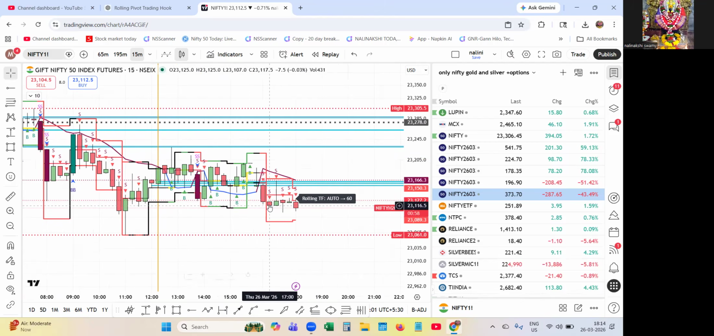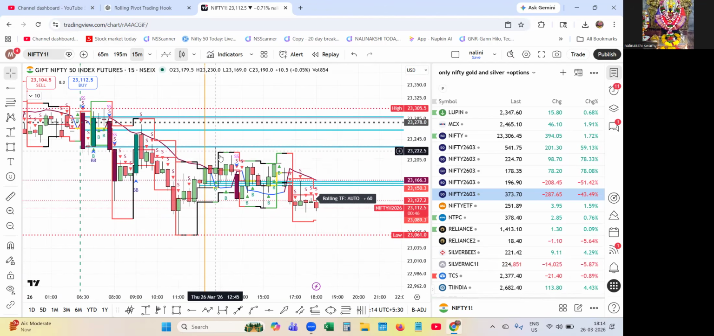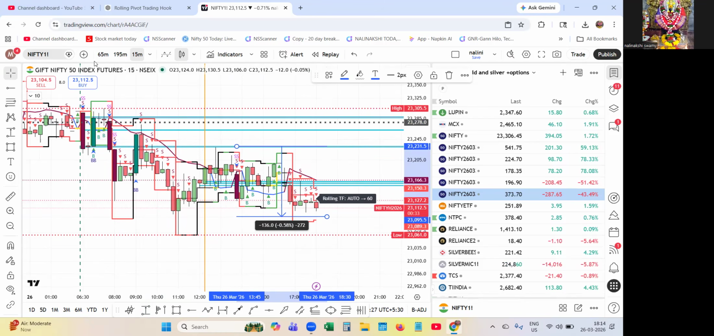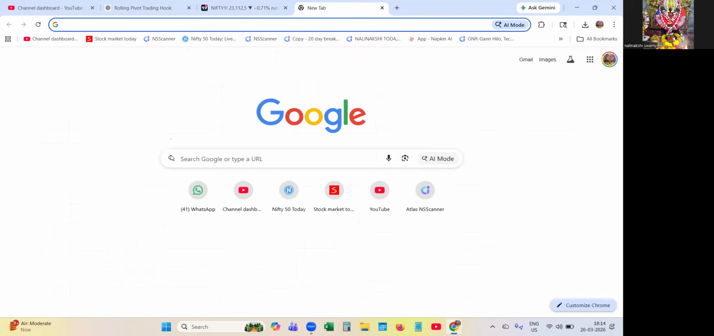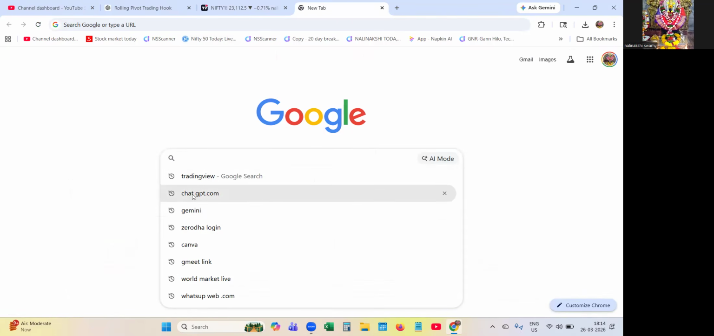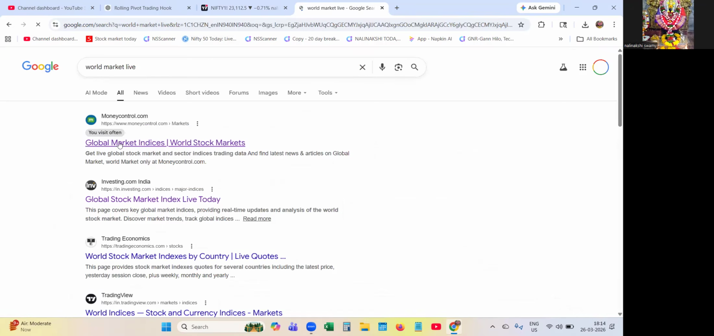Nothing has happened during the New York session. Now it is going to open in the London session, Indian session, Asian session. After moving down, it has lost its balance and the market has moved down. It is trading 136 points down. If I go to the 1 minute world market live, you will see the Gift Nifty trading as negative.